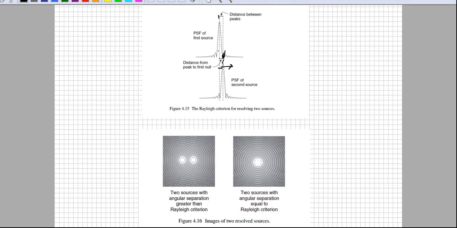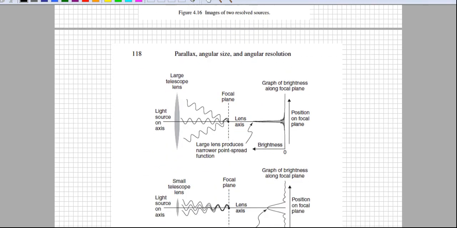So that means there can be considerable overlap. Here are two sources clearly resolved well beyond the Rayleigh criterion, but here are two right at the Rayleigh criterion. Notice there's not a dark line through the middle. There's just a dip in brightness as you go between them. That's meeting the Rayleigh criterion for resolution. Okay, we're almost up to the angular resolution equation.